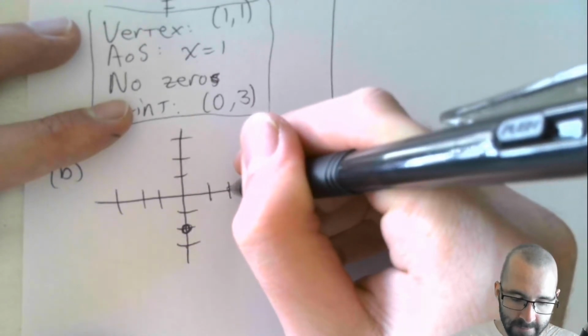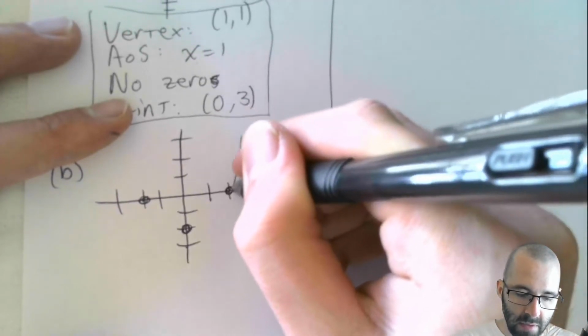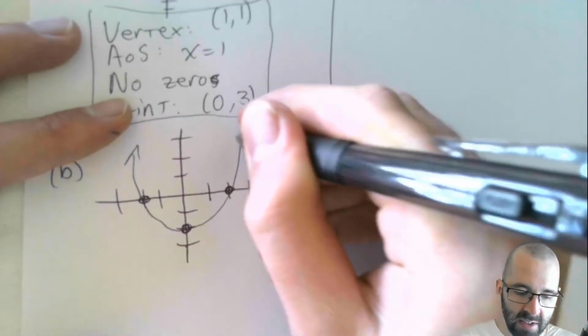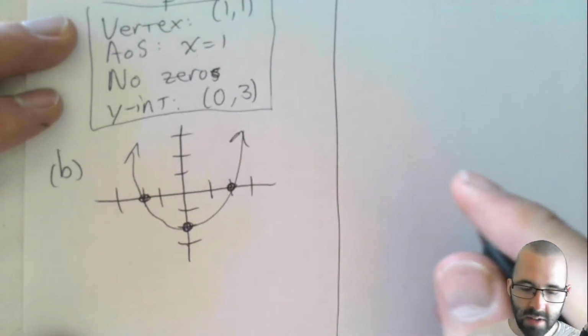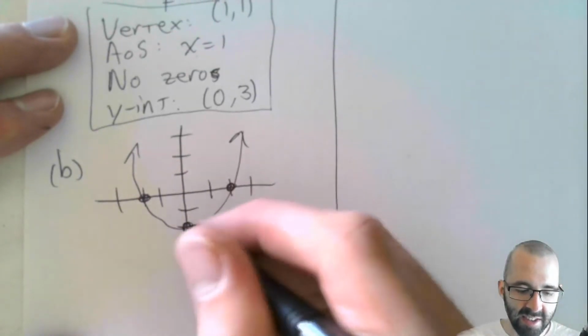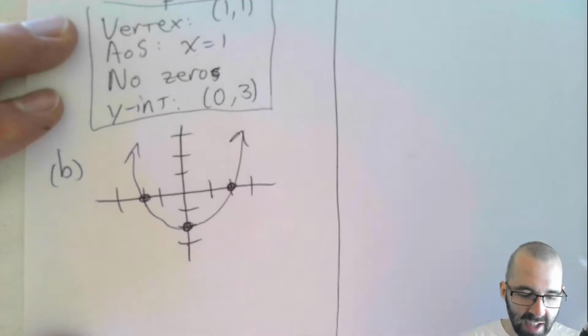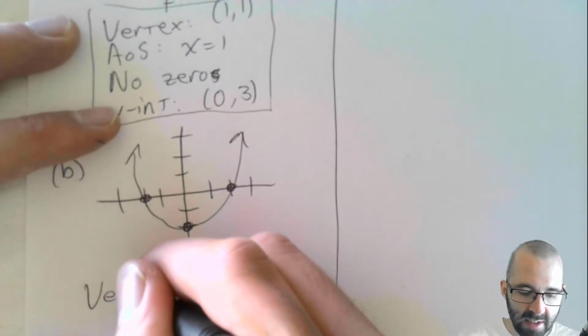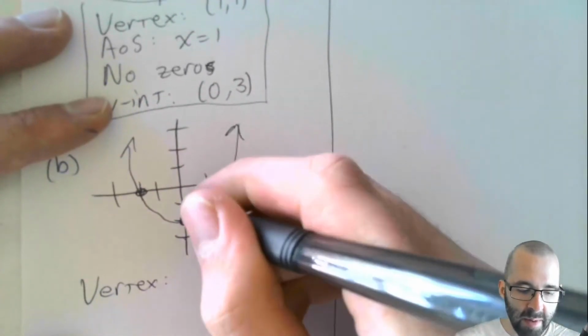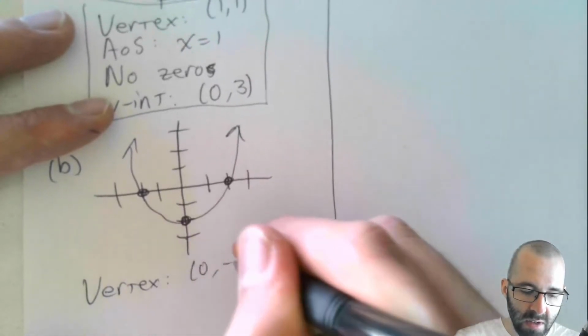And then it opens up like this. Kind of like so. Kind of looks like a little face, a nice weird wrinkly face. Anyway, vertex. Vertex is the maximum or the minimum. That's the point 0, -2.